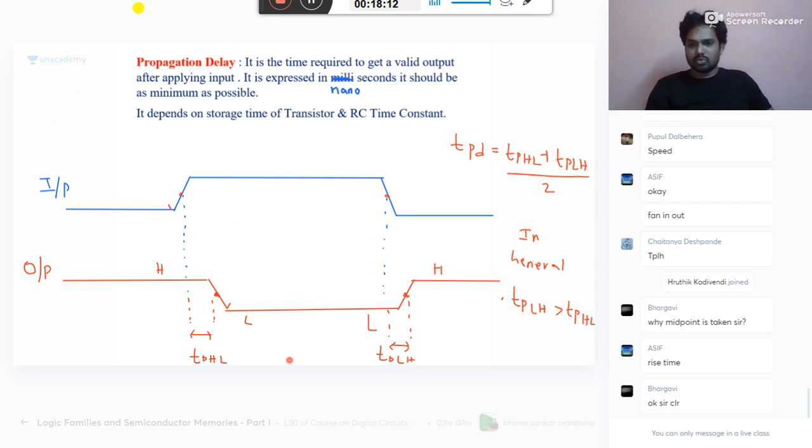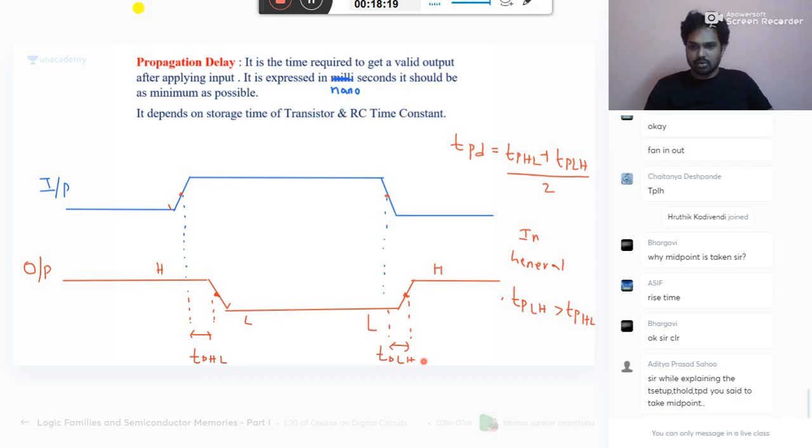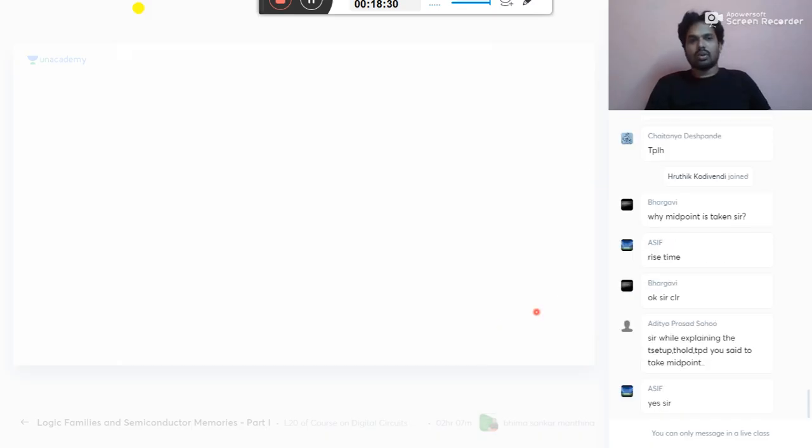Okay, let's move. Now, while explaining setup, hold, TPD, we should do the same. There also we take middle only. For all delays, we use the same notation.